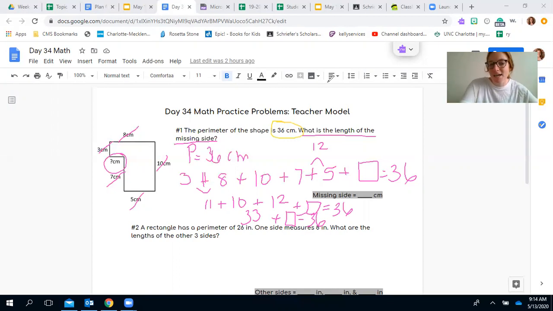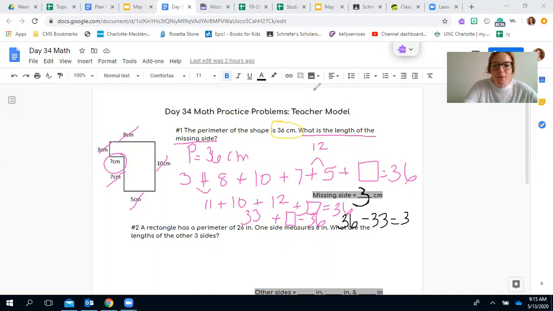Do you know what the missing side is? The missing side is 3 centimeters because 36 minus 33 equals 3. And there's your answer. So we added all of the sides together, and then we subtracted the sides that we knew from the perimeter that they gave us to find that missing side, because we know that all sides, when added together, give us the perimeter.